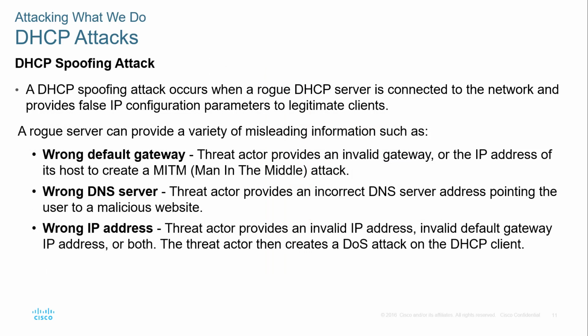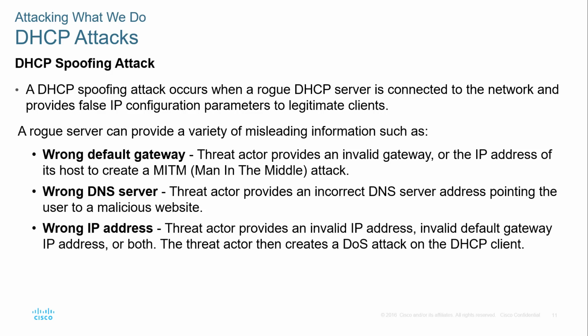Another common type is the DHCP spoofing attack. This is where spoofing occurs when a rogue DHCP server is connected to the network and it sends out false address information to legitimate clients. It provides the wrong gateway, the wrong DNS, the wrong IP addresses.